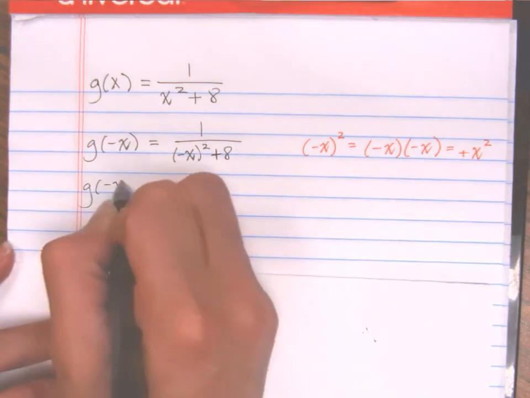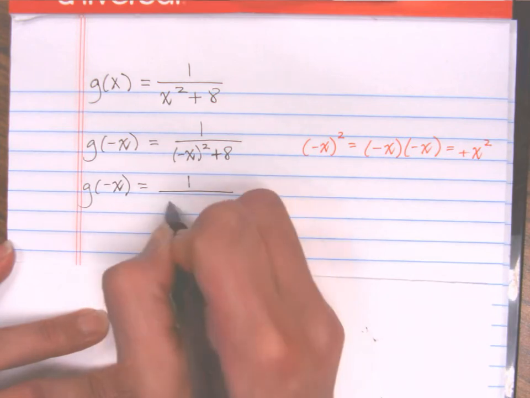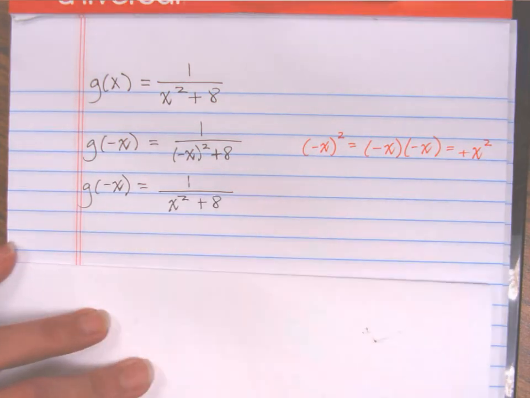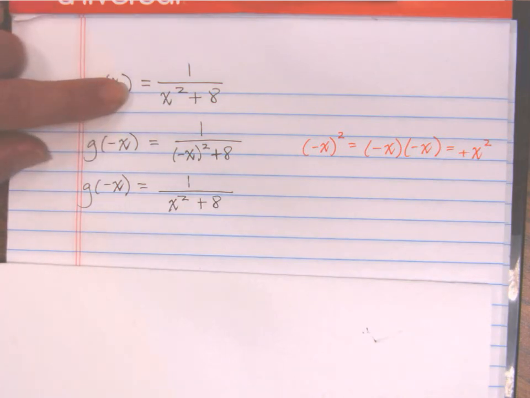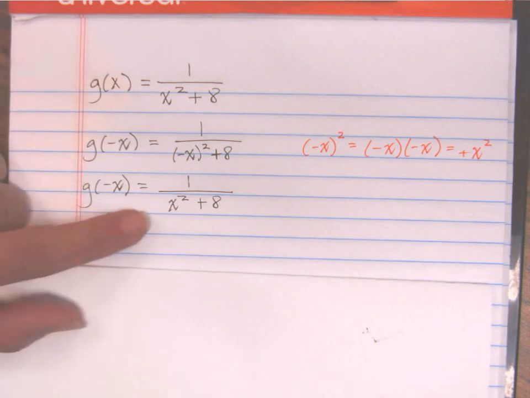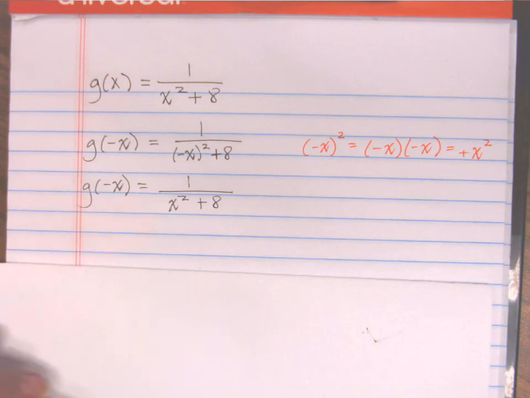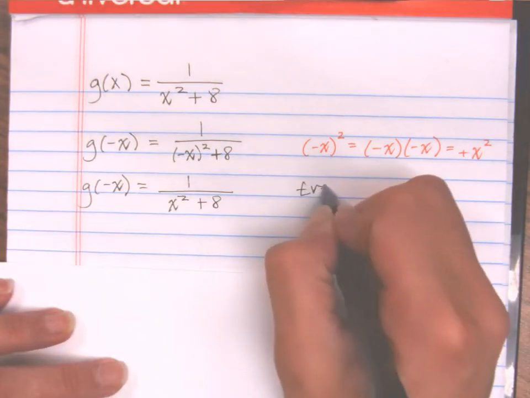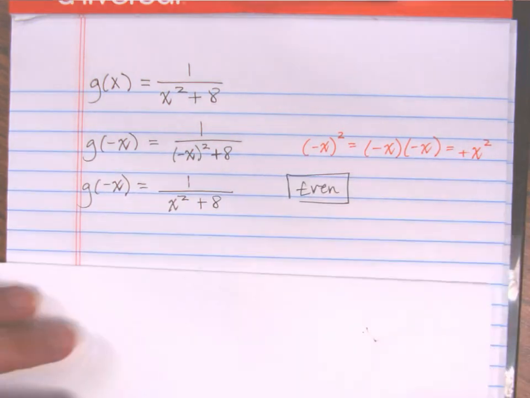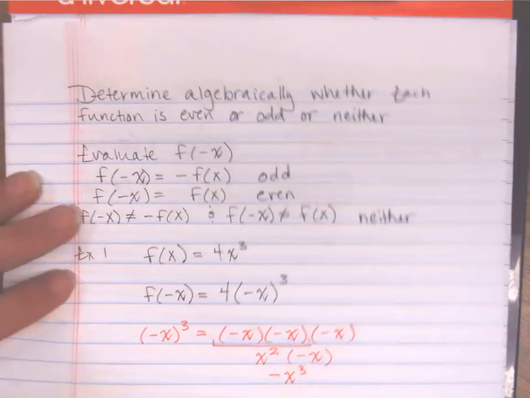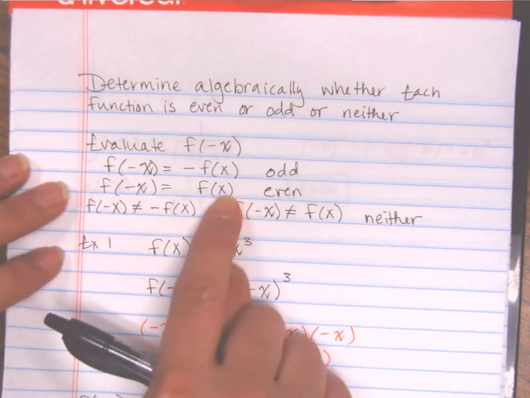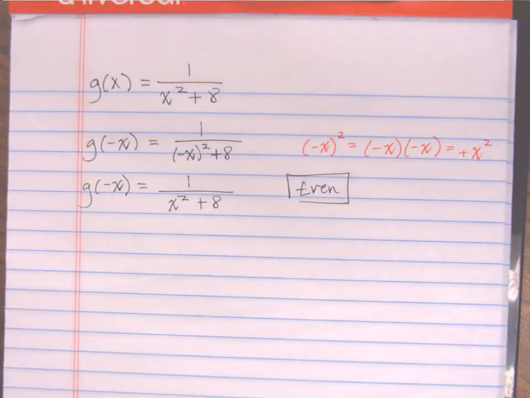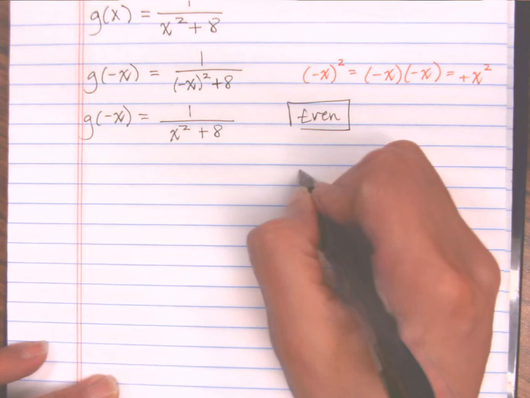So g of negative x equals 1 over x squared plus 8. And going back and looking at my original function, I had 1 over x squared plus 8. After I fully simplified, I have 1 over x squared plus 8, so I ended up with the exact same function. So here we call this even. I took negative x and I plugged it in, and after I simplified, I ended up with the original function. That is why we're saying even. Okay, and we're done.